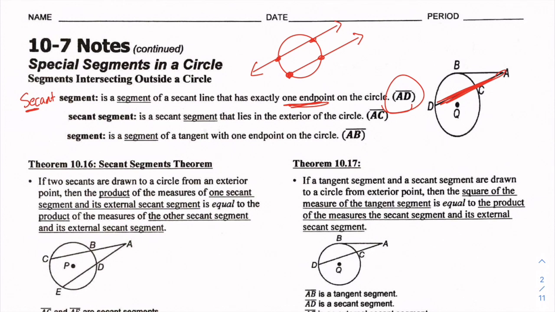All right. Now, the next term is external segment. External as in it is on the outside, external, which is AC. AC right here is on the external part of the secant segment.